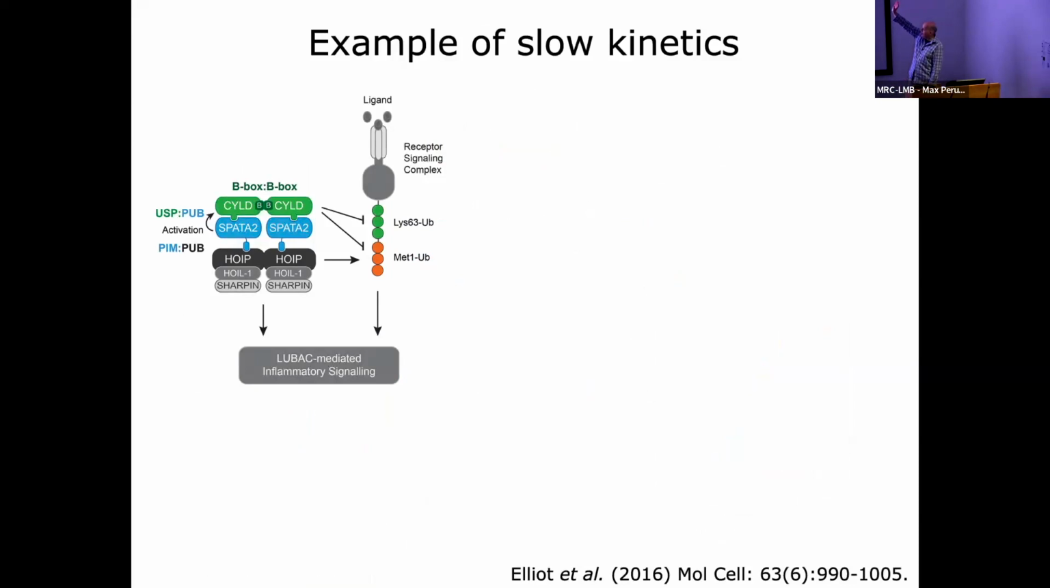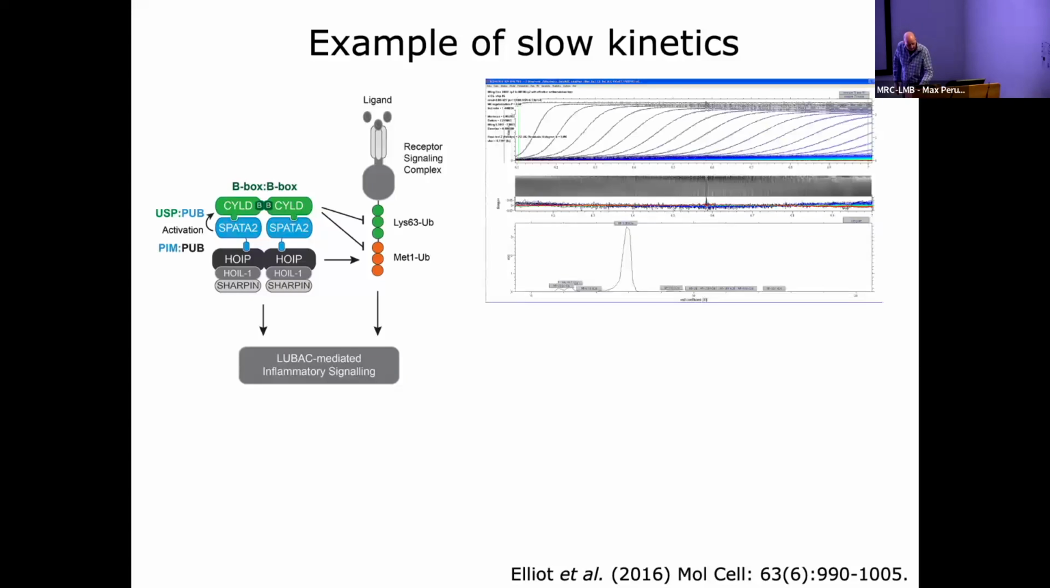And here's an example from Paul Elliott. They're interested in understanding how this ubiquitin signal was formed. They wanted to understand how CYLD was interacting with HOIP, and that was important for deubiquitination of this receptor signaling complex. They found that there was this other protein called SPATA2 that seemed to interlink between the two. So we wanted to understand that complex formation.